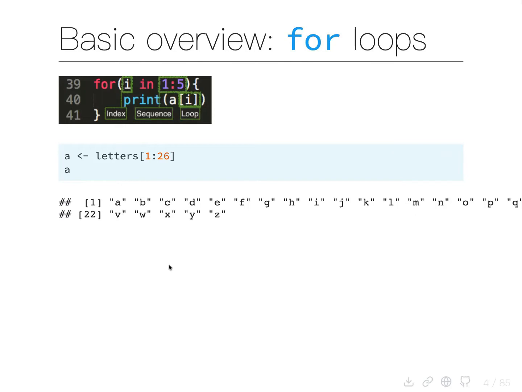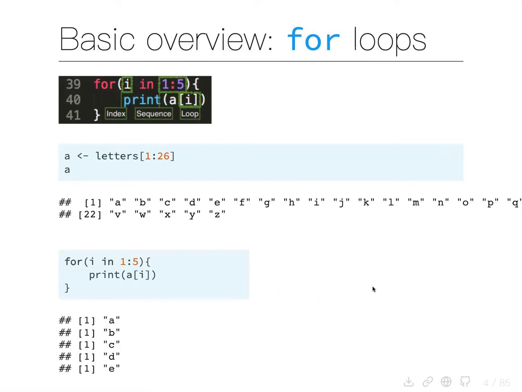So here's A, which is just our letters. When I do this loop that I had before, for i in 1 to 5, it's going to go through here and print the first element, then the second element, then the third element. Why is it doing that? Because that's what we have in our index here: 1, 2, 3, 4, 5. And then we're indexing this here. We're using single brackets because this is a vector, not a list. So we're saying print A1, print A2, print A3, etc. And we get this in return.